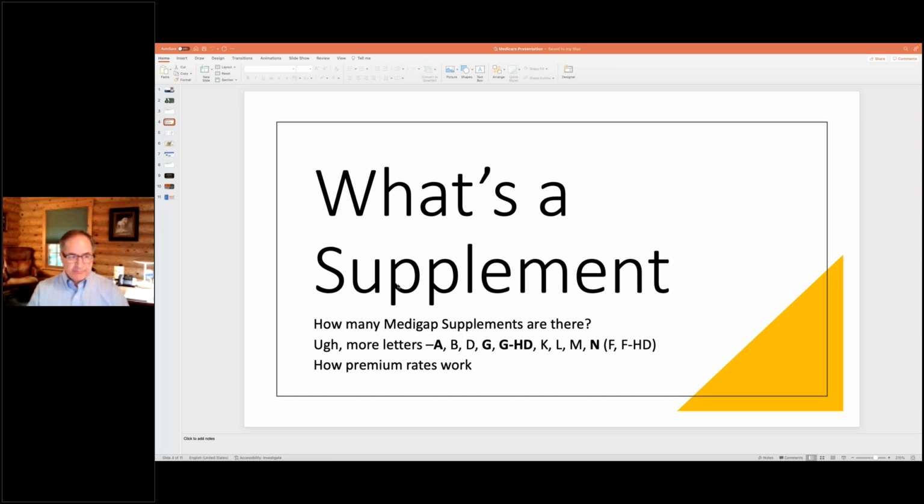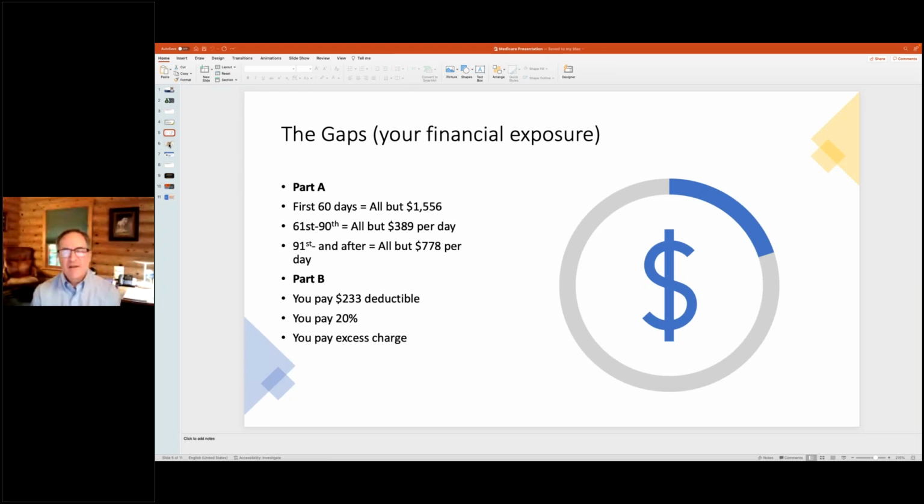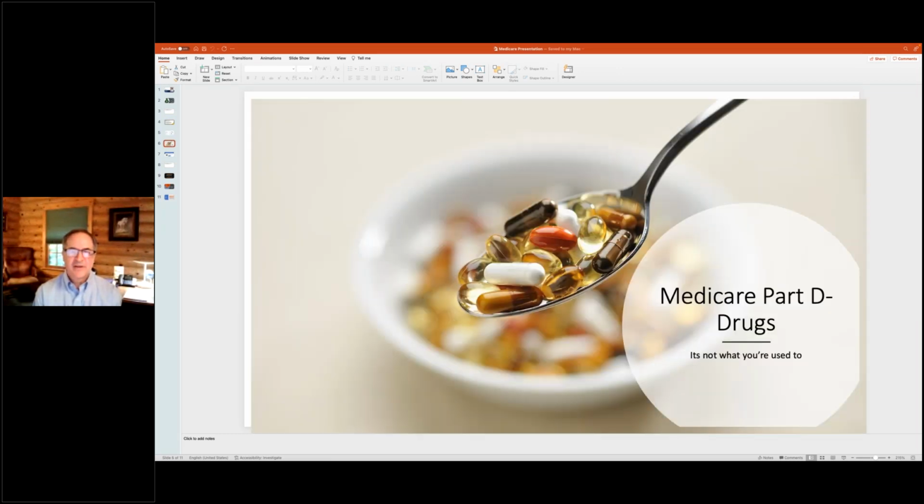Now, let's move forward to what everybody's favorite is, which is drugs. All right. Prior to 2006, there was no prescription drug coverage for seniors.